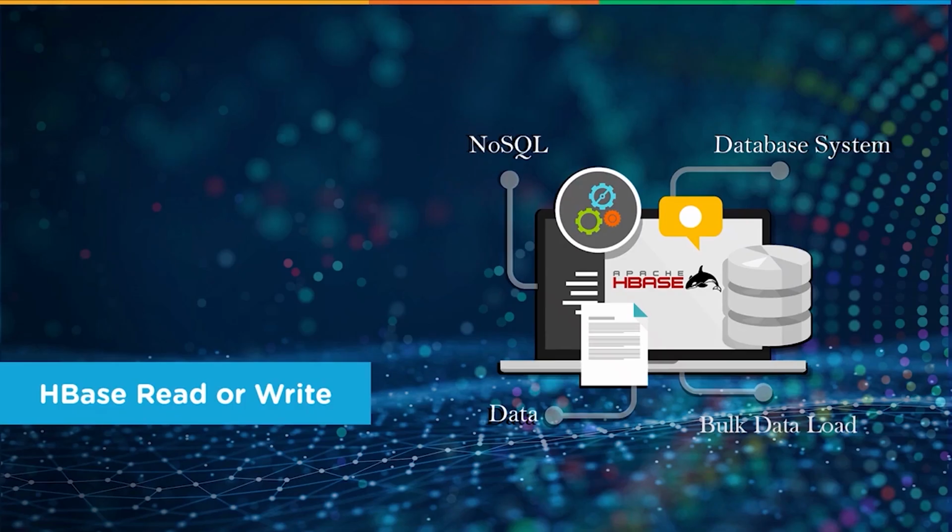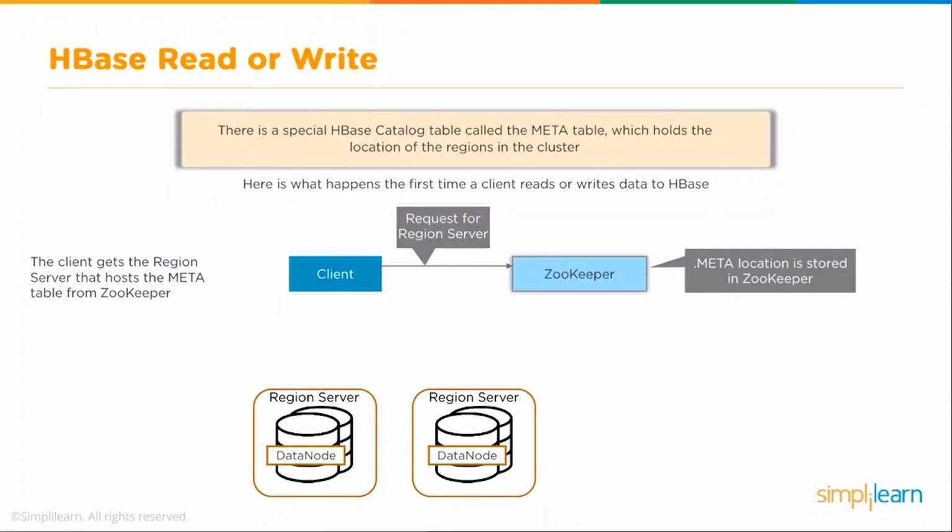So let's take a look at HBase read or write going on. There's a special HBase catalog table called the meta table, which holds the location of the regions in the cluster. Here's what happens the first time a client reads or writes data to HBase. The client gets the region server host of the meta table from Zookeeper. And you can see right here the client has a request for your region server and goes, hey, Zookeeper, can you handle this? And the Zookeeper takes a look at it and goes, meta location is stored in Zookeeper. So it looks at its metadata on there. And then the meta table location is sent back to the client.